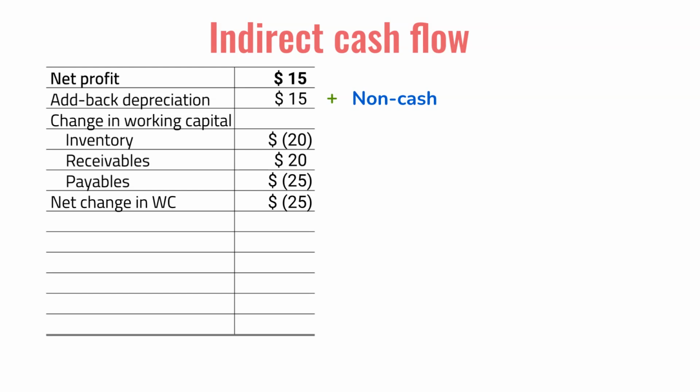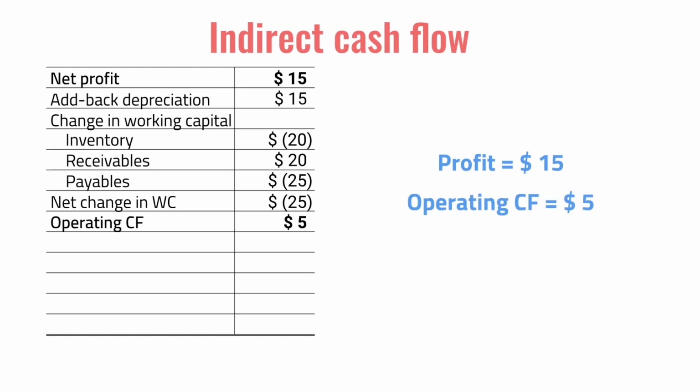What is our operating cash flow? Plus 15, plus 15, minus 25 equals 5. So we have got only $5 in cash from our operations, though we have received profits of $15.